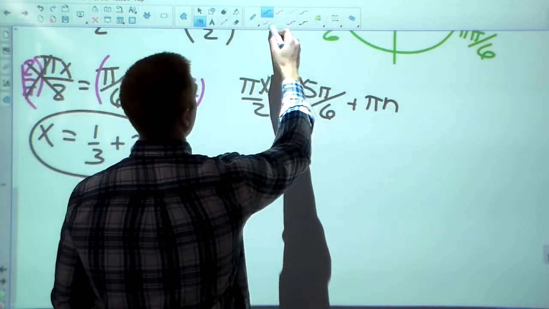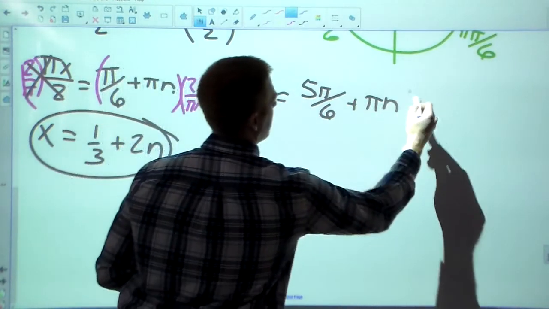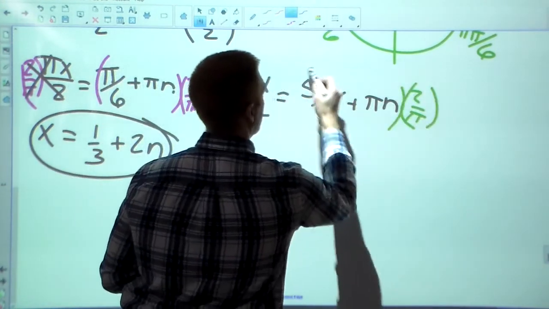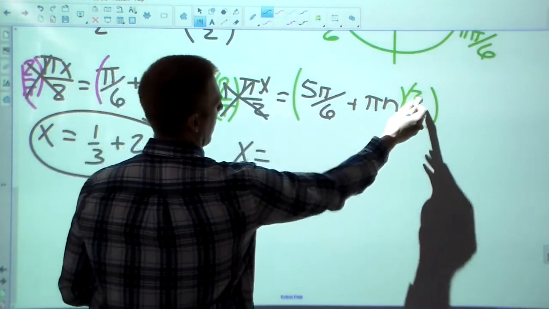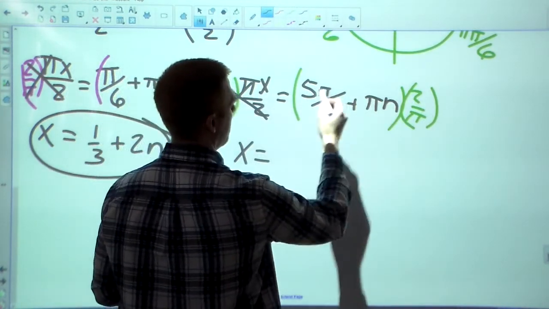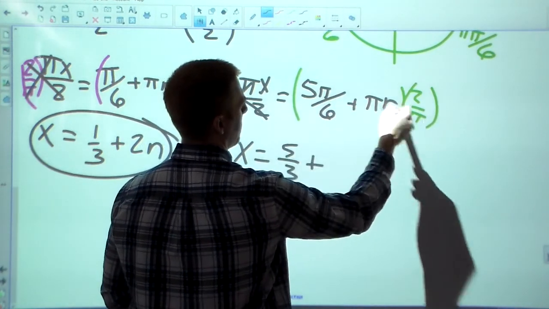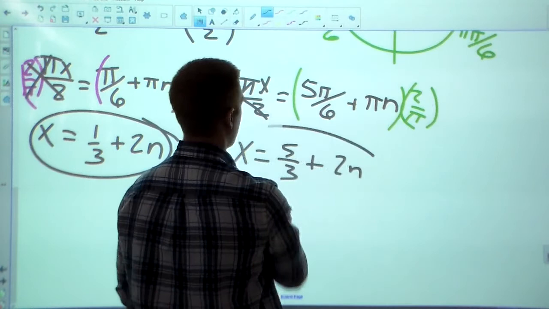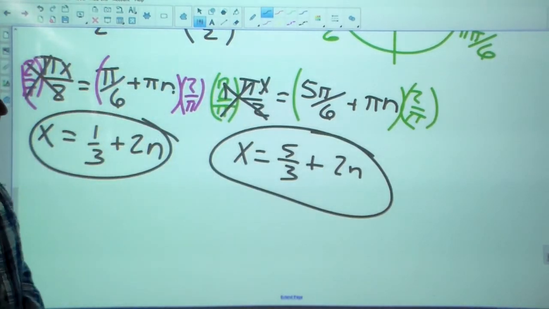Over here, same deal. Let's multiply by 2 over pi on both sides. Think of it as distributing. It's going to go away here. All right, 2 over 6 is going to be 1/3. The pi's go away, so 5/3. Plus, these pi's cancel out. That's 2n. So there you go. You get 1/3 plus 2n and 5/3 plus 2n.